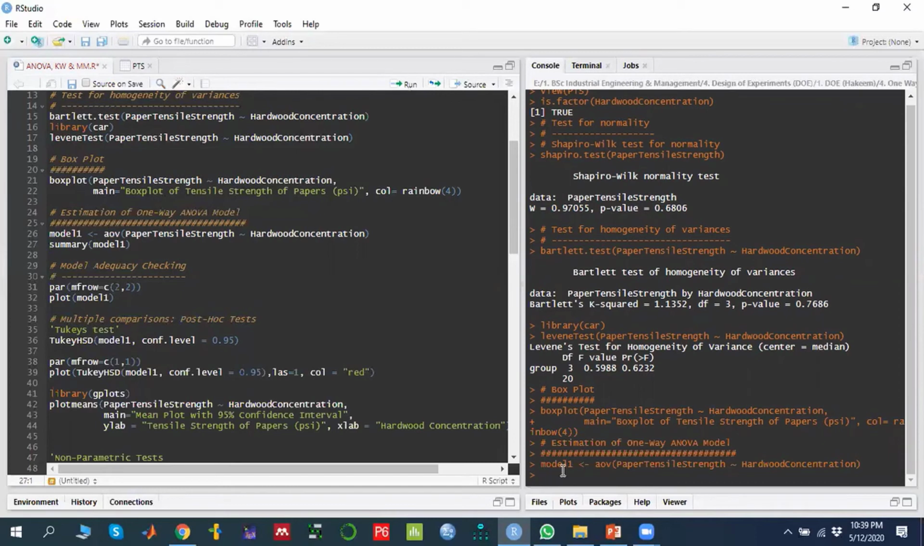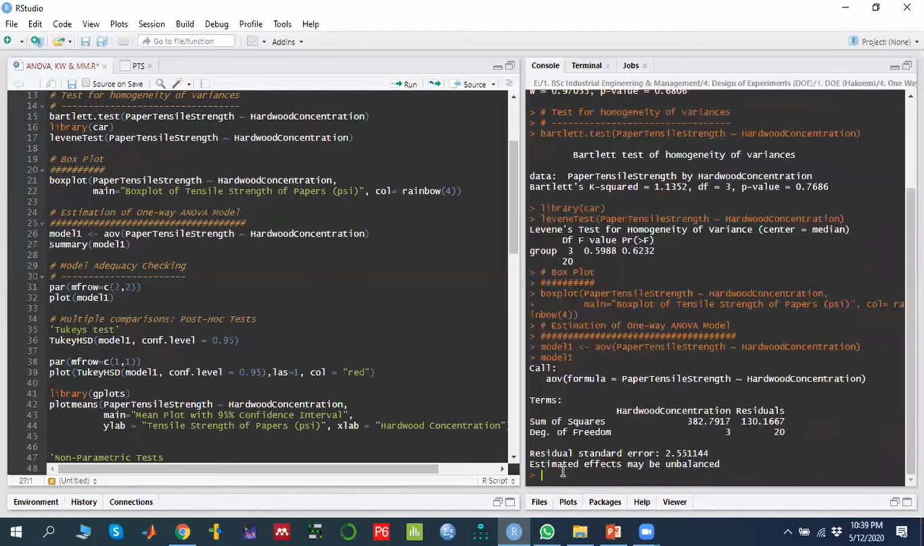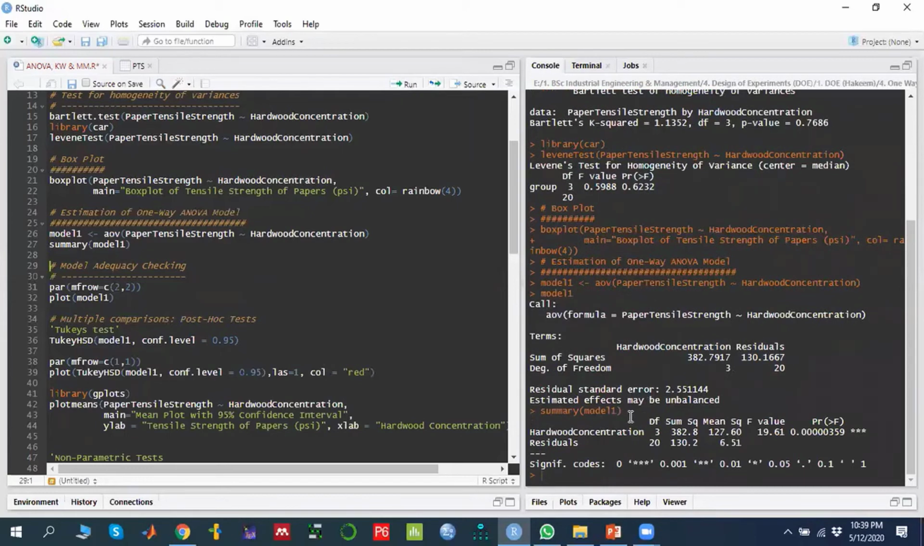If I just write down model1, in that case I am just getting the hardwood concentration, sum of squares, residuals and degrees of freedom, but I'm not getting the p-values. So in order to get the proper results, we need to apply summary. If I apply the summary, now I am getting degrees of freedom, sum of squares, mean sum of squares, and then the test statistic result, as well as this p-value.